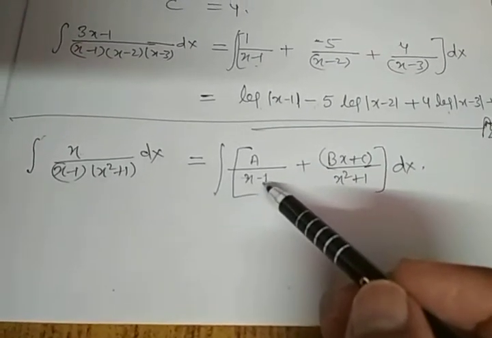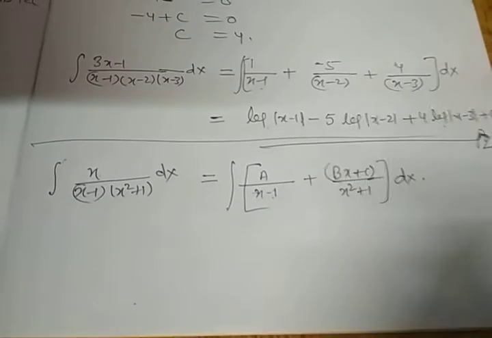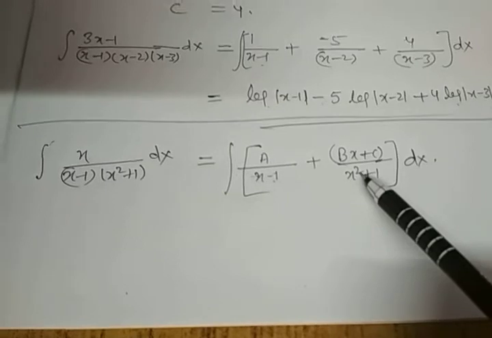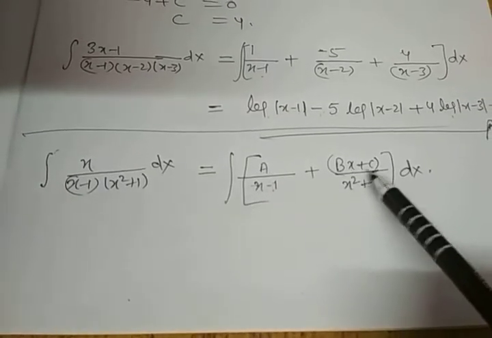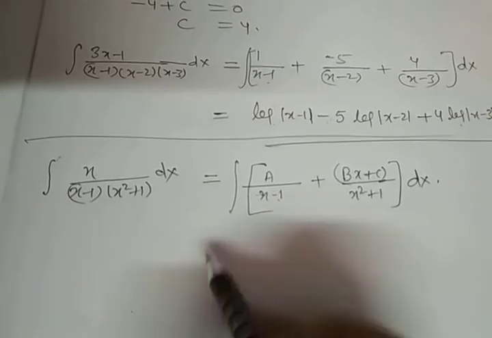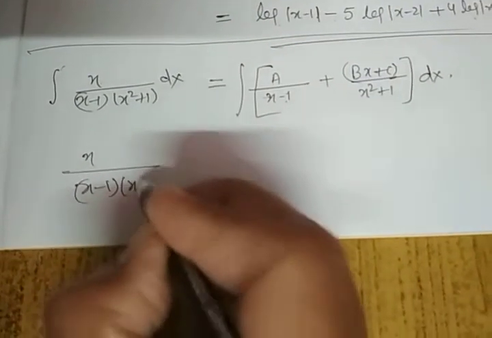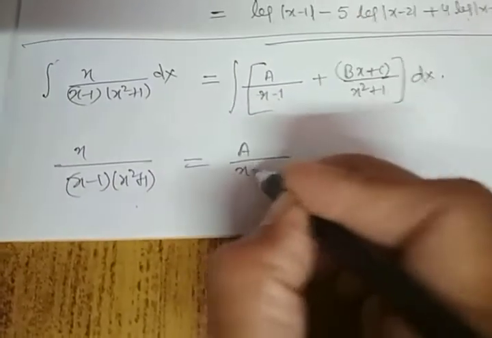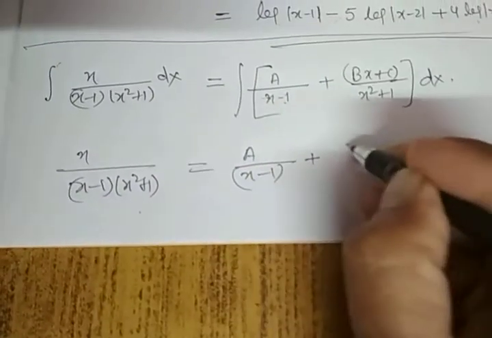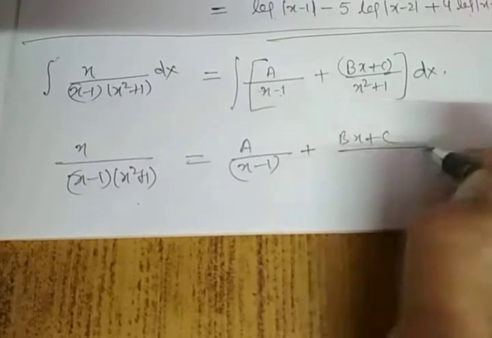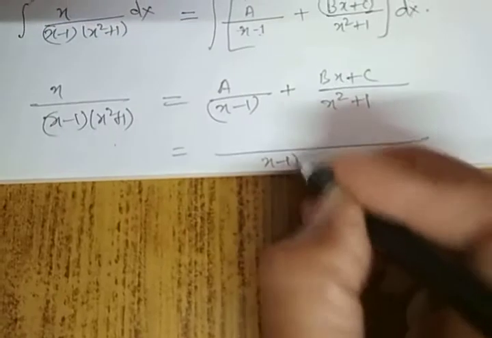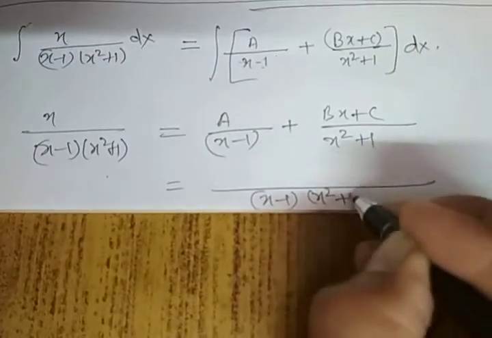When there are linear factors, simply we can take A, B, C, D. When there is a quadratic, just x to the power 2, we will take 1 degree less numerator. And the same process: x upon x minus 1 into x square plus 1 is equal to A upon x minus 1, plus bx plus c upon x square plus 1, taking the LCM x minus 1 into x square plus 1.